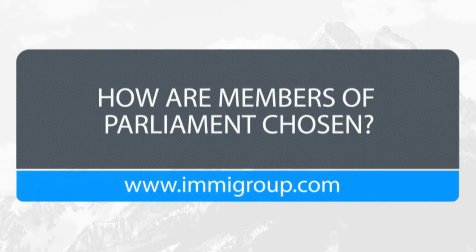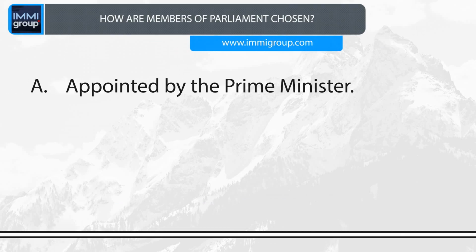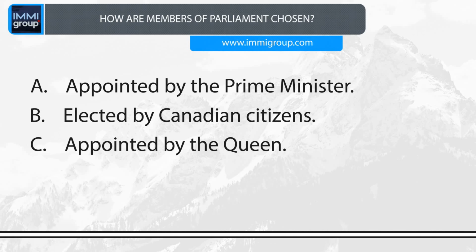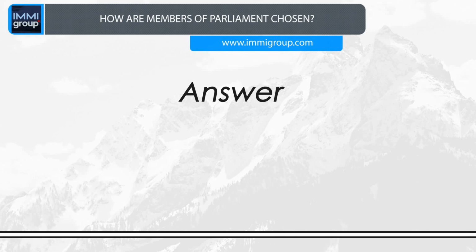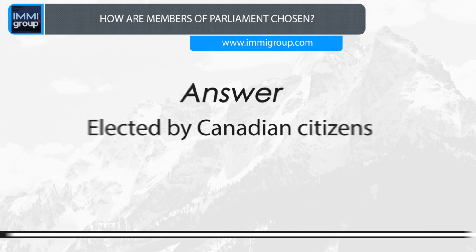How are members of Parliament chosen? A. Appointed by the Prime Minister. B. Elected by Canadian citizens. C. Appointed by the Queen. D. Elected by the provincial ministers. Answer: Elected by Canadian citizens.